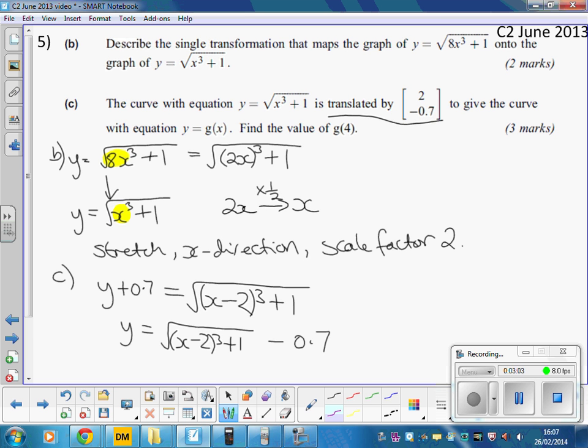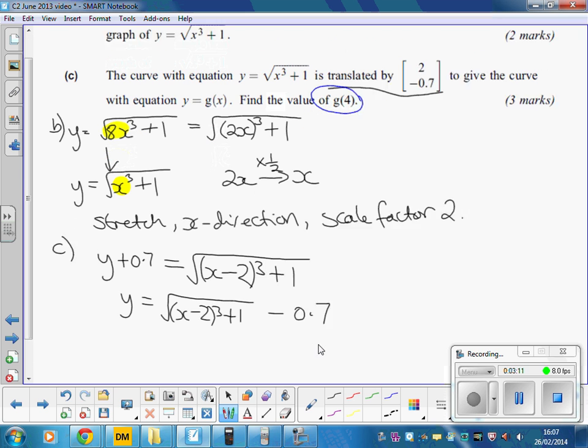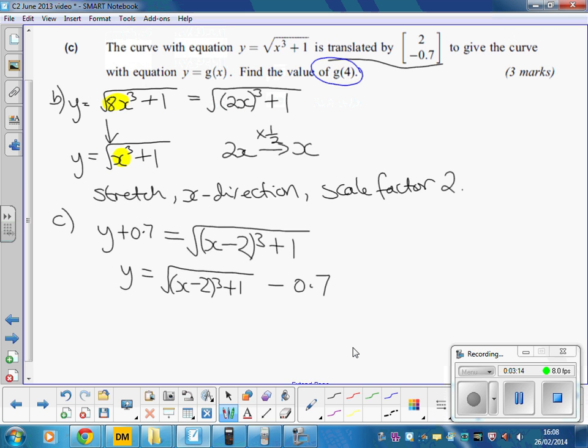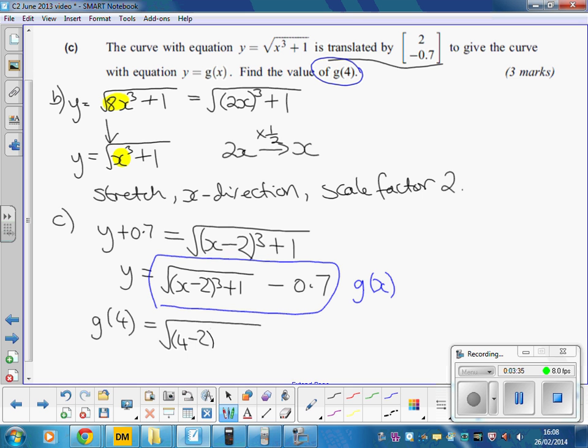The thing you need to be careful with here is the question was find the value of g of 4. So make sure you answer the question and don't forget to do everything. So all that means that the new curve is the equation y is g of x. Right, so g of x is everything that we've worked out here. And all we have to do now is substitute 4 into that. So g of 4 is the square root of 4 minus 2 cubed plus 1, take away 0.7. And if we work all that out, you get the answer 2.3.